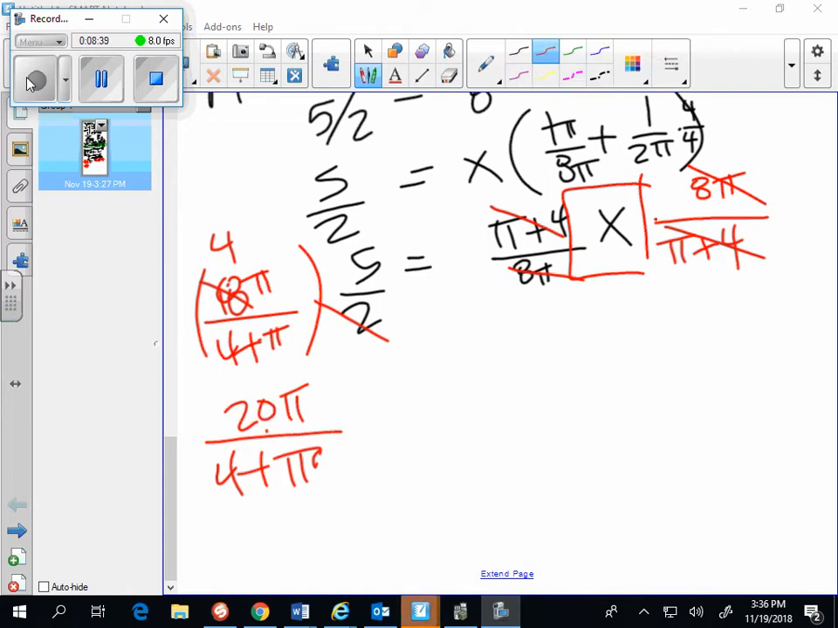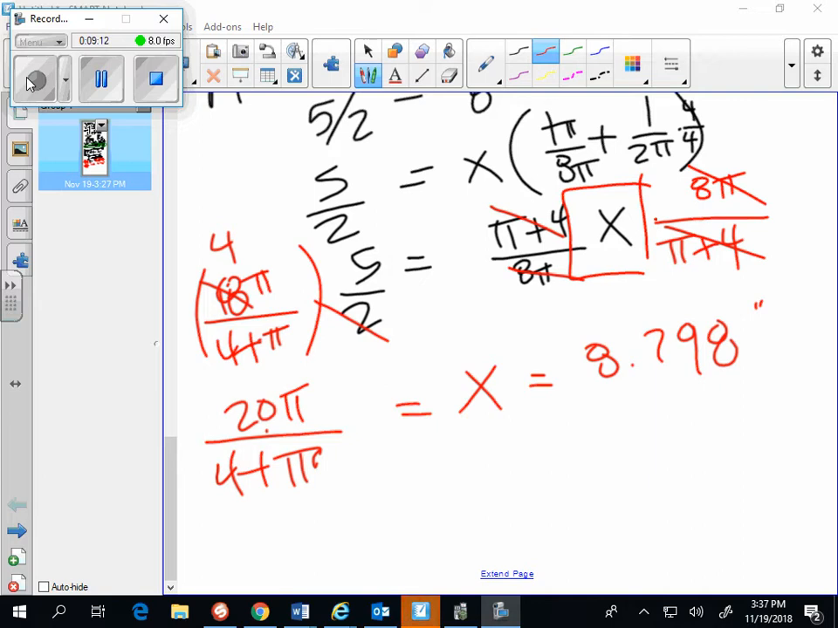So instead, what we're going to do is decimalize this on our calculator. So let me pick up a calculator now. We've got 20 pi divided by parentheses 4 plus pi. And I end up with x is 8.798 inches. So great. So when x equals 8.798 inches, I have a critical point.